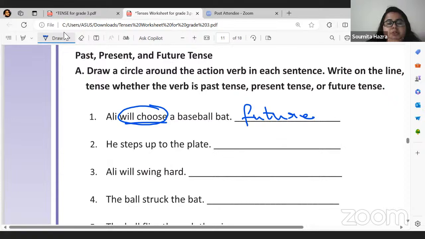He steps up to the plate. Steps. So you are using an additional S at the end of the verb. He steps up. Present. Very good. This is simple present. Great.